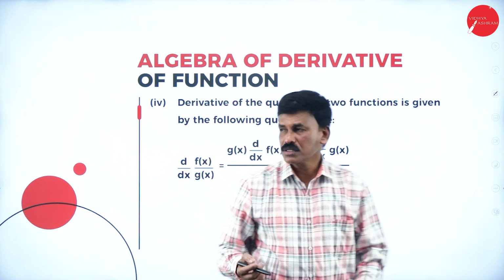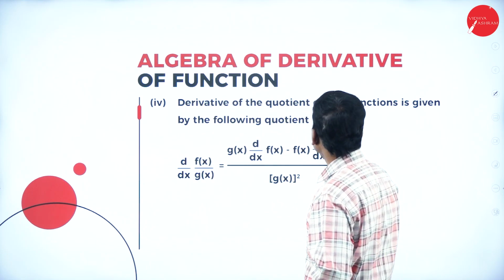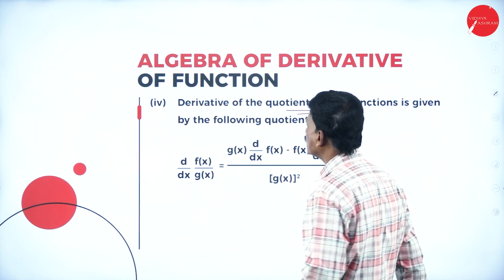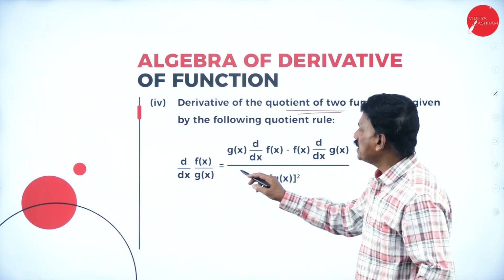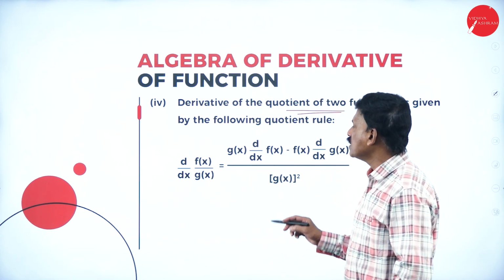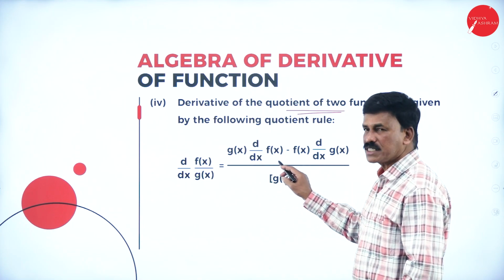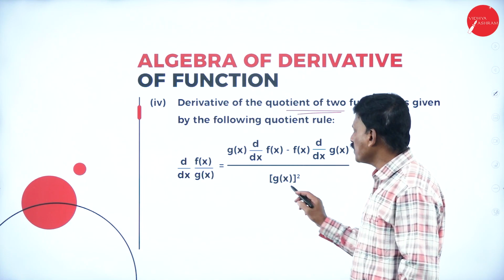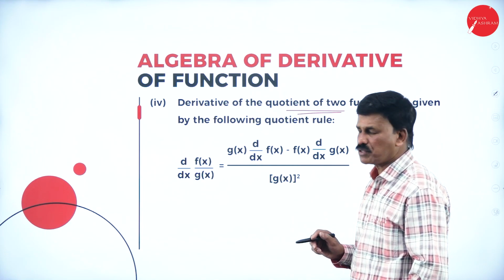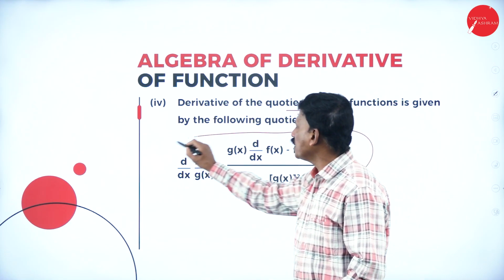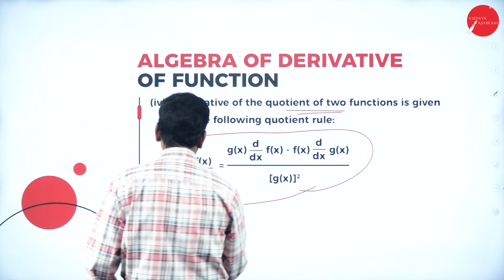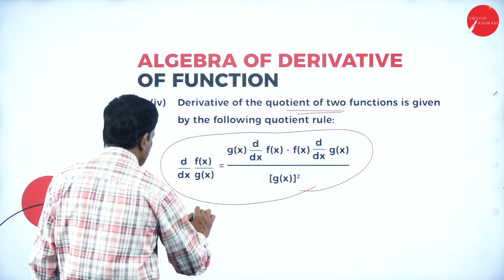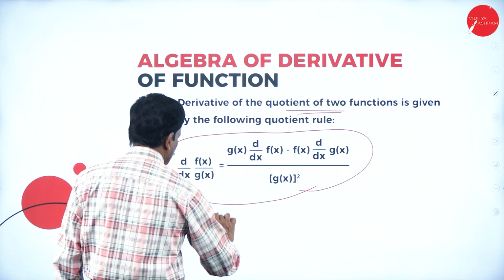The next important concept is the quotient of functions. The derivative of the quotient of two functions is given by d by dx of f of x by g of x, which is g of x into d by dx of f of x minus f of x into d by dx of g of x, divided by g of x whole square. This is called the quotient rule. Very important formula.